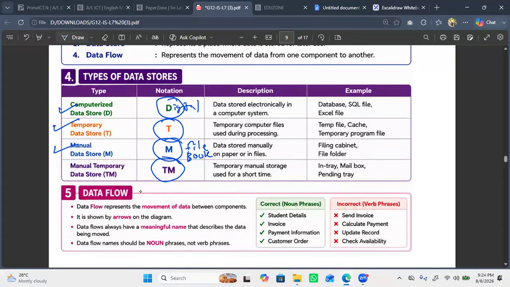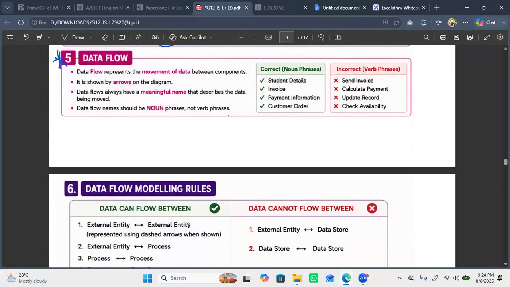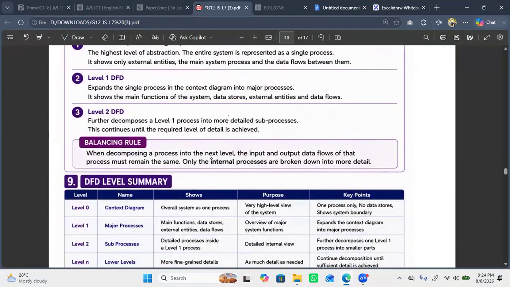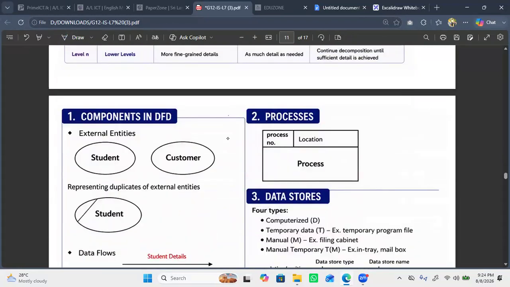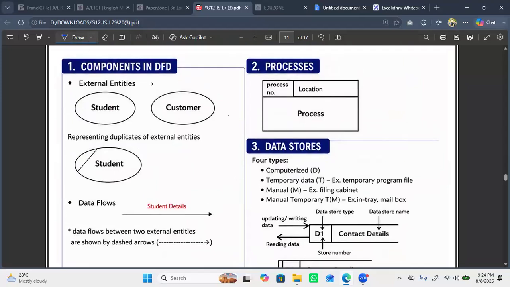Then there are data flow rules. I will come to this. Give me a minute. Before that, this one also I will explain. First of all, I should explain the diagrams, the process shapes. So kids, external entities you know, duplication also you know, data flow also you know now, and the dashed arrow also you know the meaning.